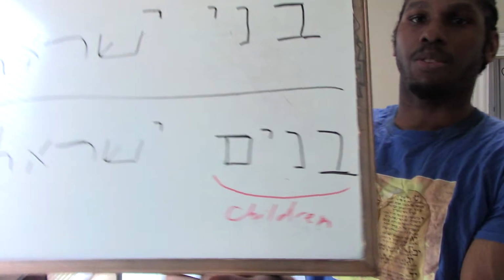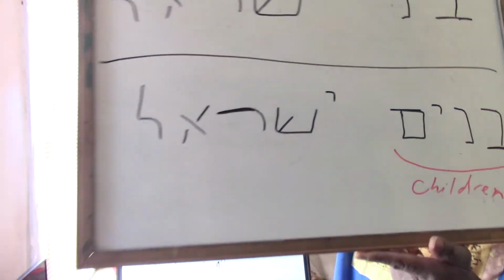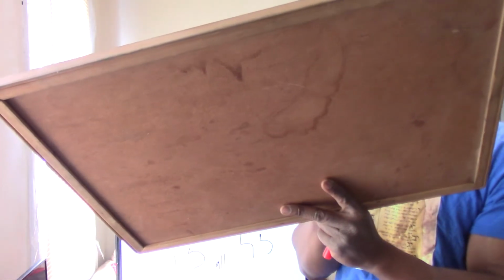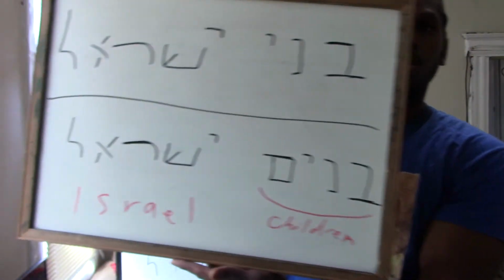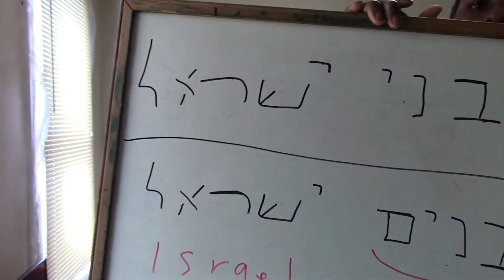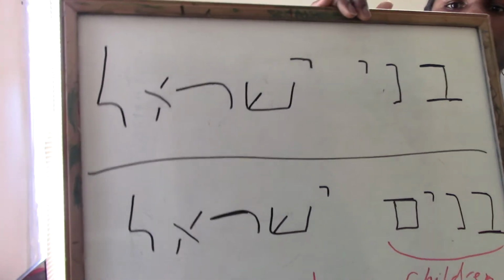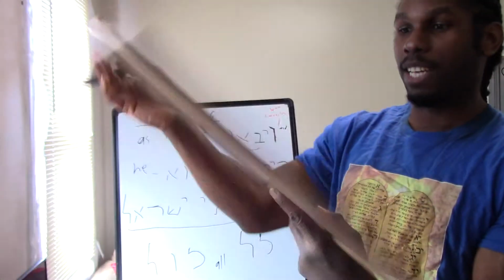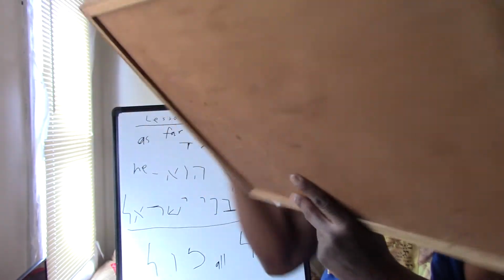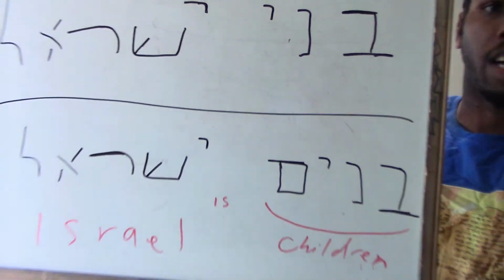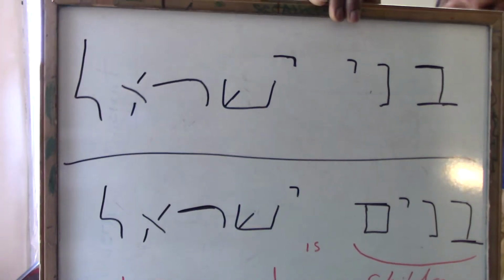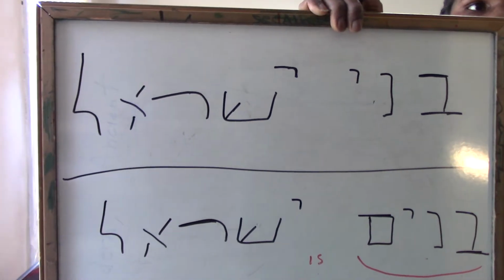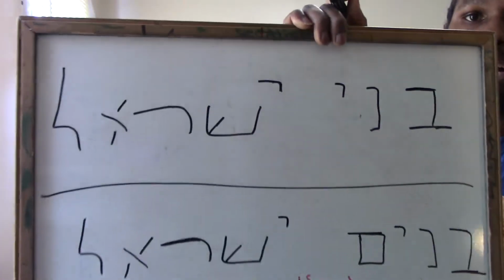Right here, children. As you can see, that's children. And the last one is Israel. So, common sense, you would think that children of Israel is Banyam Yasharalah. No, this really says children is Israel at the bottom. That's what Banyam Yasharalah means. Children is Israel. So that's taking it out of context, or saying children Israel. No, we're trying to get of Israel.